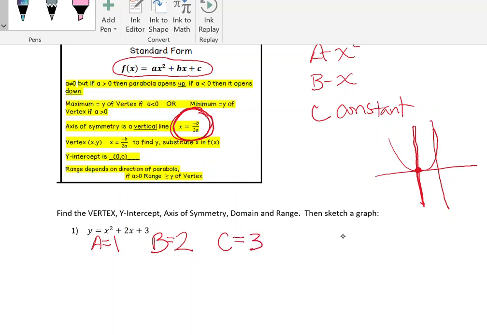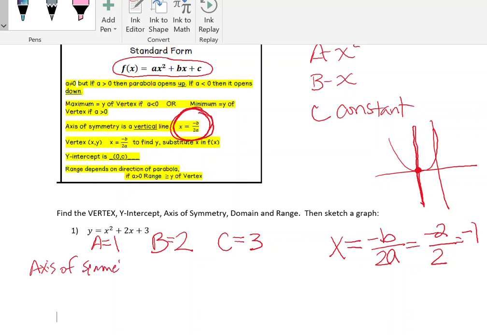So let's use that formula to find the axis of symmetry. X equals negative b over 2a. Negative b means to do the opposite sign of whatever your b value is. So in this case, our b value is positive 2, and the opposite of that is negative 2. And then 2 times a is 2 times your a value. Since our a value is 1, 2 times 1 is 2. And when we divide negative 2 by 2, we get negative 1. So now we know that the axis of symmetry is x equals negative 1.